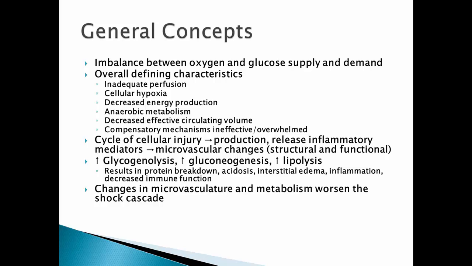Gluconeogenesis is the generation of glucose from non-carbohydrate sources. So it can be from protein or lipids, triglycerides. The whole goal of gluconeogenesis is to maintain the blood glucose level, and most of this is going to occur in the liver. Lipolysis is the breakdown of triglycerides and free fatty acids.